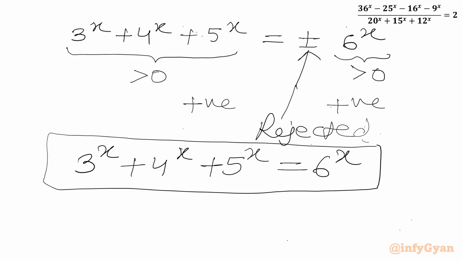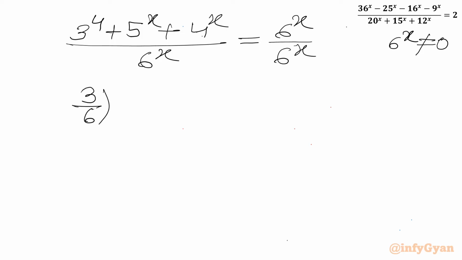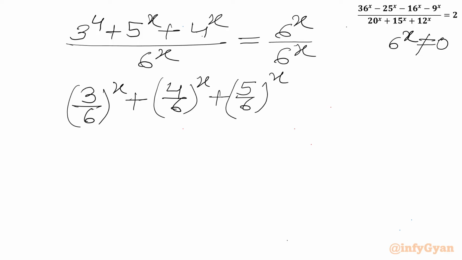Now I will divide both sides by 6 power x. So I can write 3 power x plus 5 power x plus 4 power x divided by 6 power x equal to 6 power x over 6 power x, as 6 power x cannot be equal to 0. Now I will split my numerator. So I can write 3 over 6 whole power x plus 4 over 6 whole power x plus 5 over 6 whole power x equal to 1.